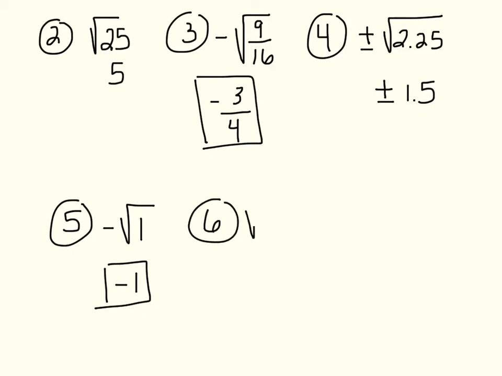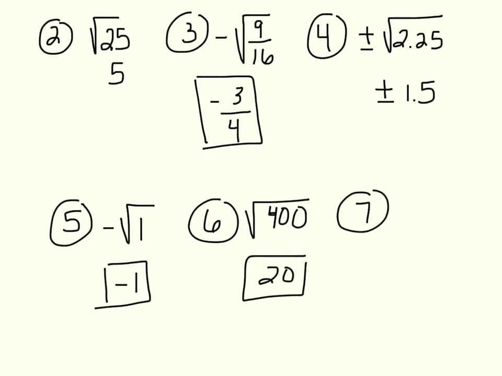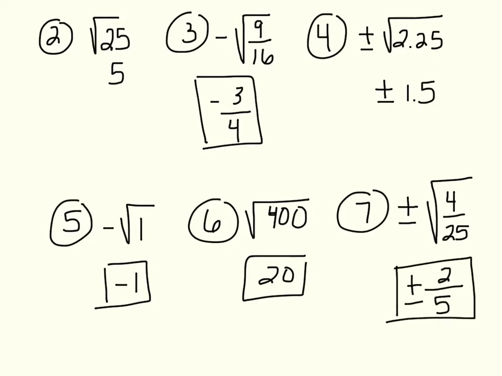Number 6, what's the square root of 400? What number times itself gives you 400? It'd just be 20. Number 7, positive and negative square root of 4/25. What fraction times itself gives you 4/25? It'd be positive and negative 2/5.